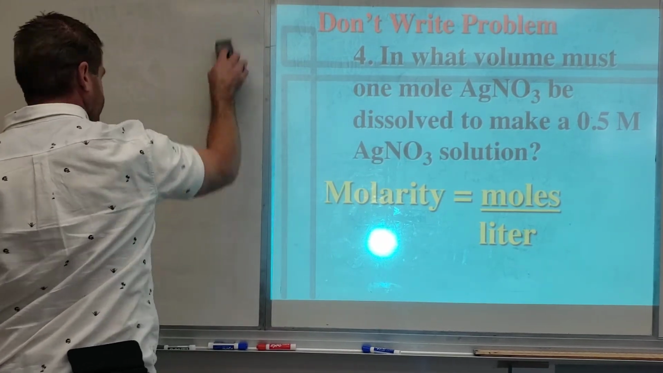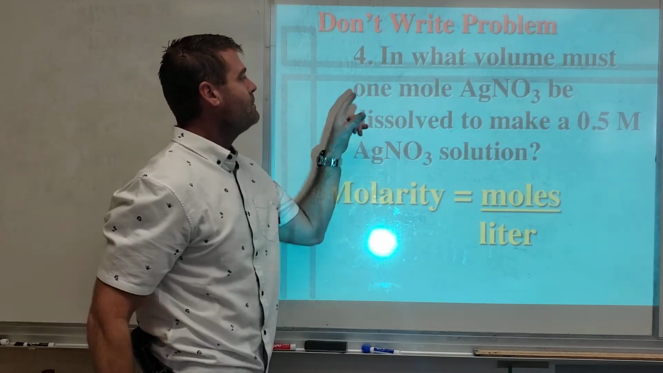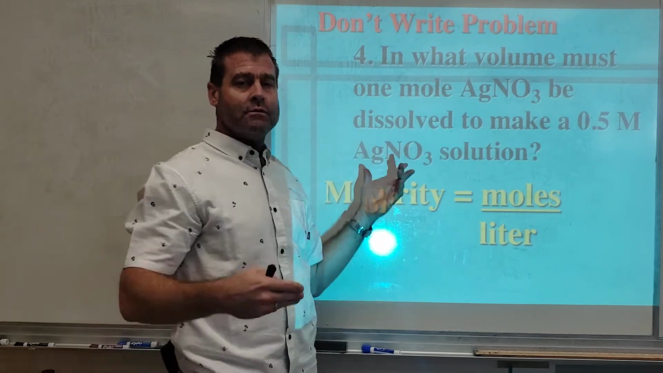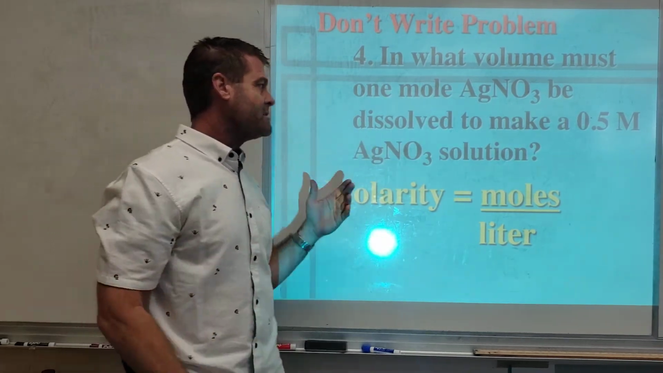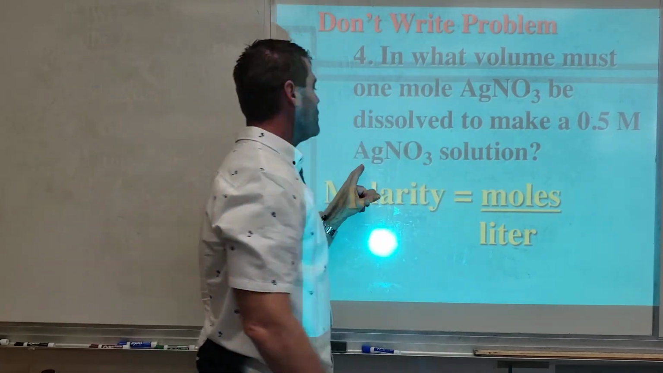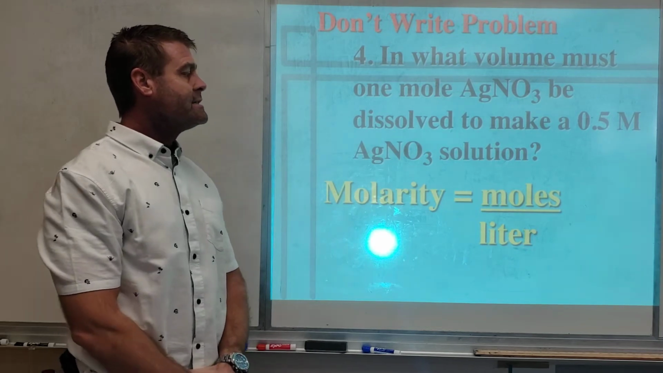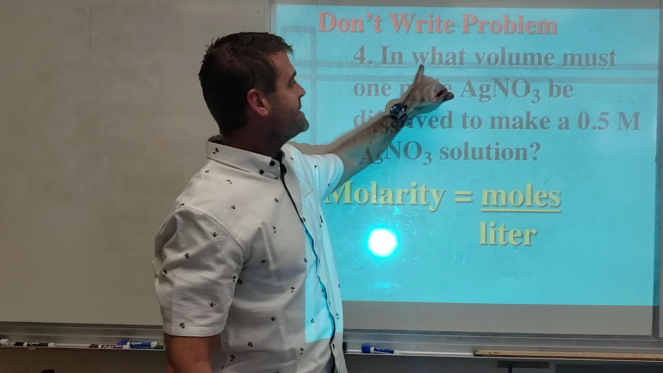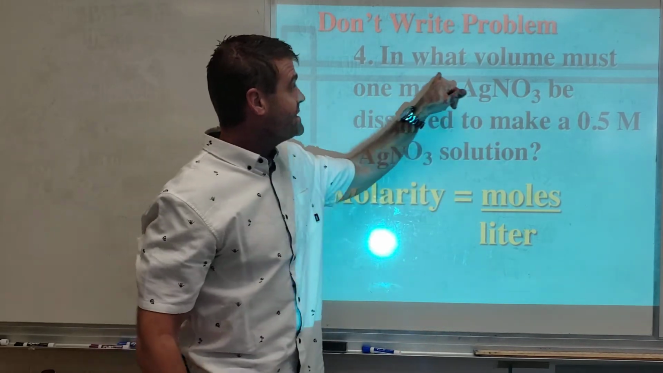Now you'll notice, it says, "In what volume must 1 mole of silver nitrate be dissolved?" Usually when you're talking about dissolved, it'll be a solid dissolved in water, "to make a 0.5 molar silver nitrate solution." Okay, so this time, look what it's asking us to find. It's not asking us to find the molarity, it's asking us to find the volume.